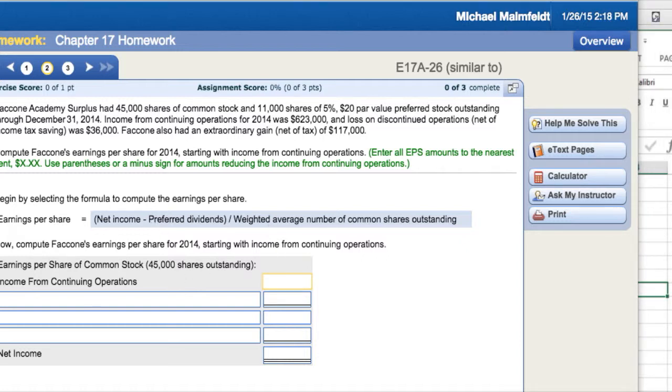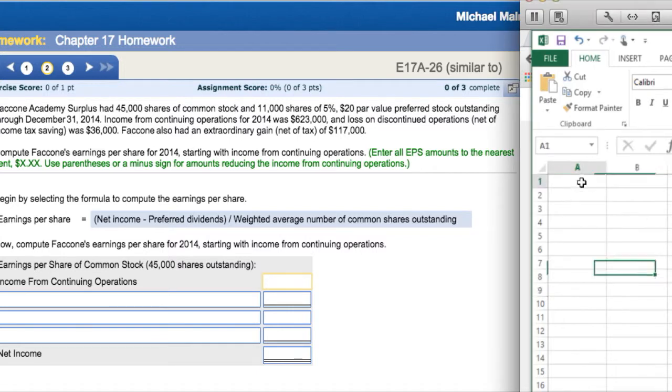In this case, they only provide us with the ending balance, so we're just going to assume that that was the balance all year. We don't have to do any calculations there. So let me start. I'm going to highlight these cells and just make sure they're all showing up as dollars. So first thing I'm going to put over here is my $623,000 that I'm getting from right here, and that's the first part of my equation, what they call net income right here.